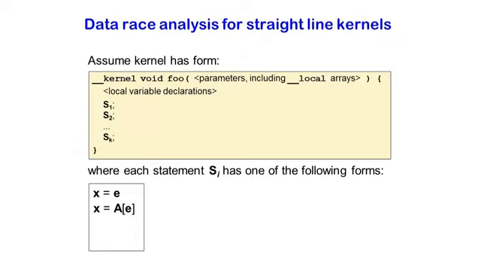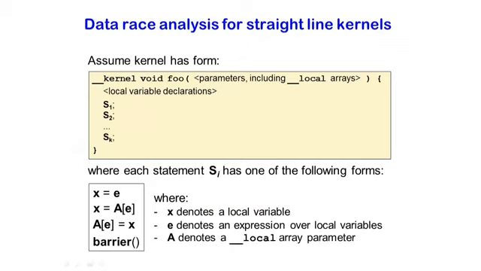So A is a local array, that is, it's shared among many threads. And E is an expression purely over a thread's private variables. Or we can write into A at an expression E purely over private variables, and we can write the private variable X. And we can have a barrier statement. So let's suppose we have only these forms of statements. Just to reiterate, we have the restriction here that X is a local variable, E is an expression only over local variables, and A is one of the local array parameters, where local means shared among threads.